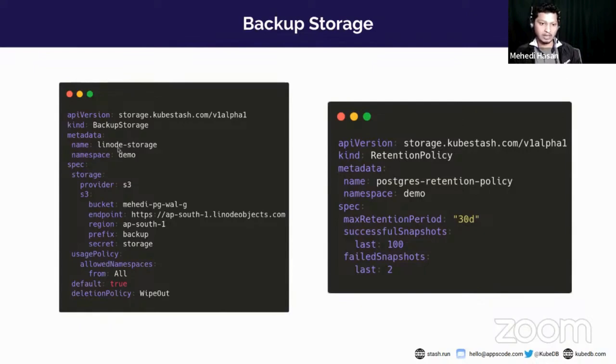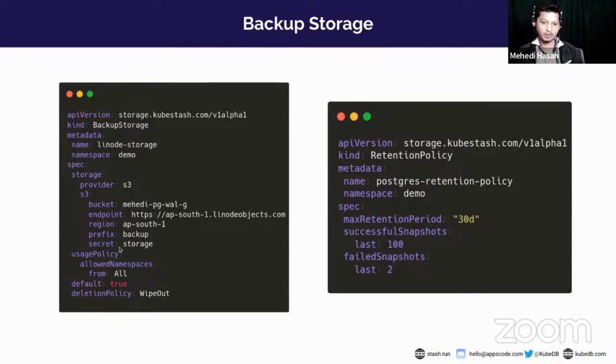We are giving it a name, and then in the provider section we are referring to S3. So we want to store our WAL files into S3. If you want, you can use GCP or Azure or maybe a host path as well. So here is the information that you need for this S3. We have the bucket name and the endpoint, as well as the region and the prefix where we want to store our data. And then we have a secret called storage. We'll see that in the next slide.